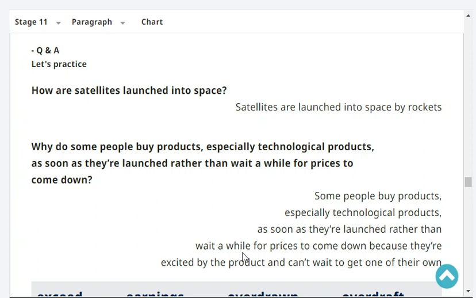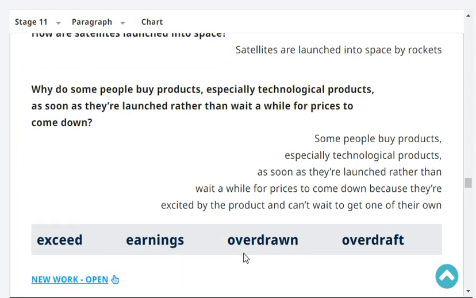Some people buy products, especially technological products, as soon as they're launched, rather than wait a while for prices to come down, because they're excited by the product and can't wait to get one of their own. Very good.